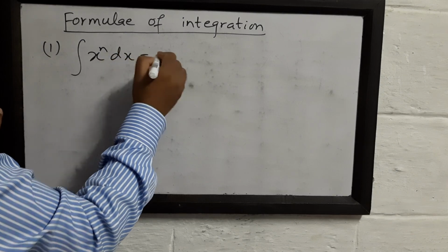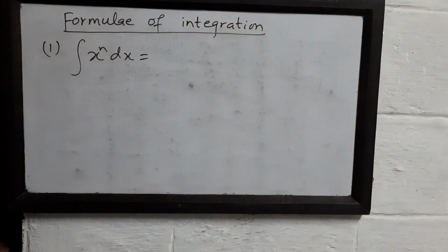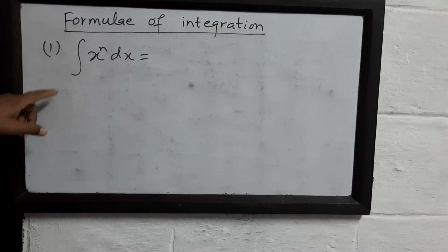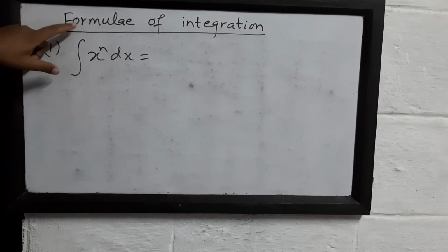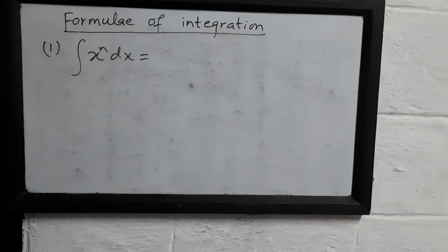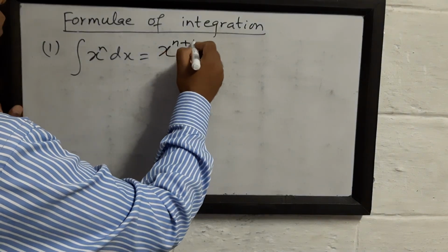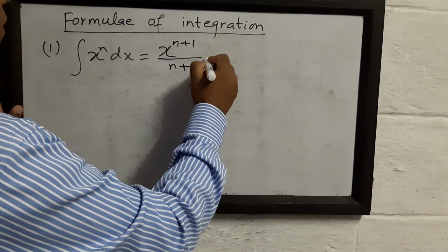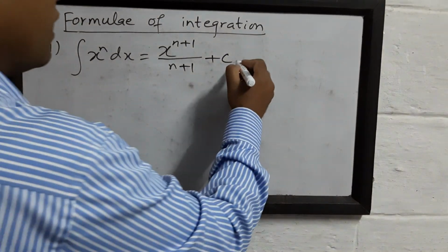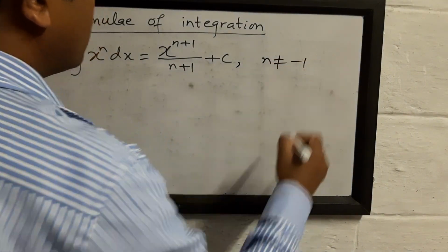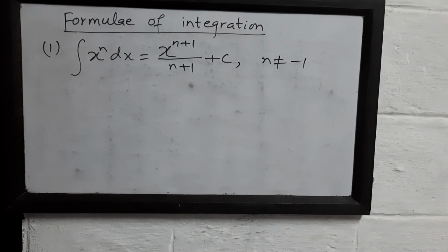The integral of x^n dx. What is the formula for this indefinite integral of x^n dx? Here no lower limit and upper limit is written, so it is called an indefinite integral. Its formula is x^(n+1) over (n+1) plus a constant, where n is not equal to minus 1. This is the formula for the integration of x^n dx.